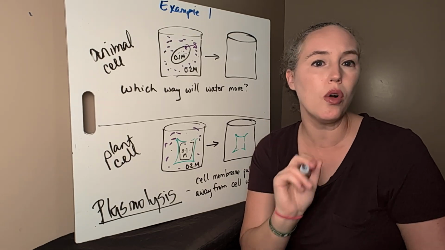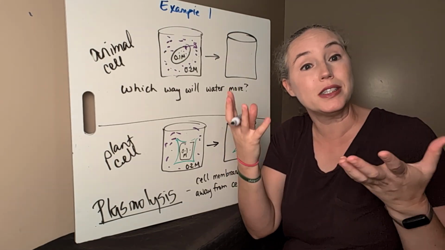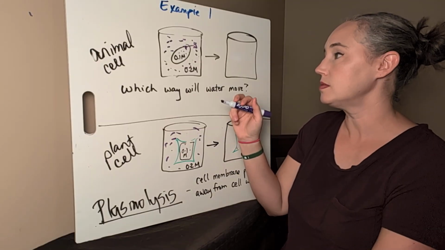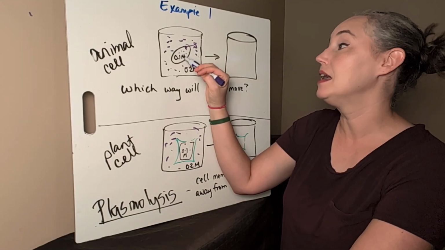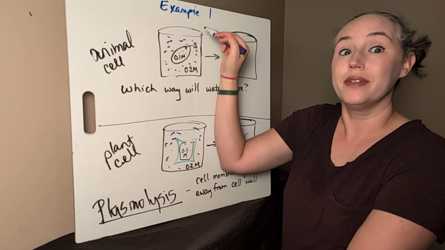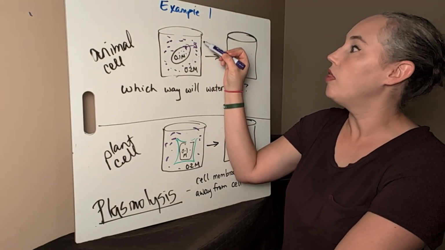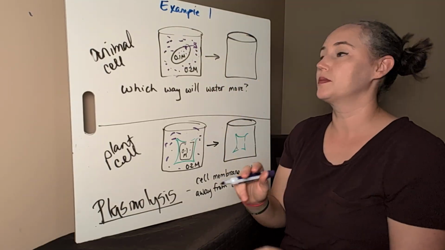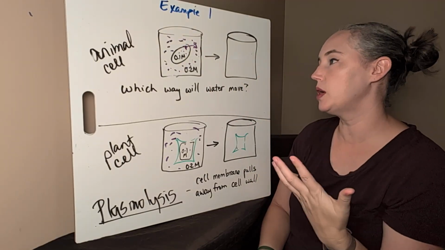Yes, because remember, the goal of water movement is for the solutions to become isotonic, or to reach a dynamic equilibrium. So if water leaves the cell, is that going to make the outside more watery and more like the inside? Yeah. So it's trying to make it equal. So our arrows there, it makes sense. Which way will water move?